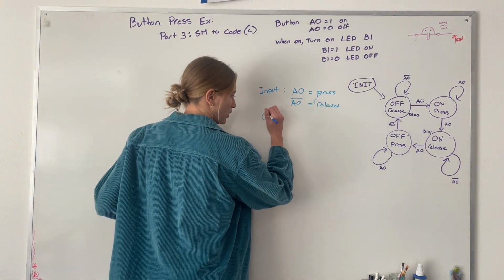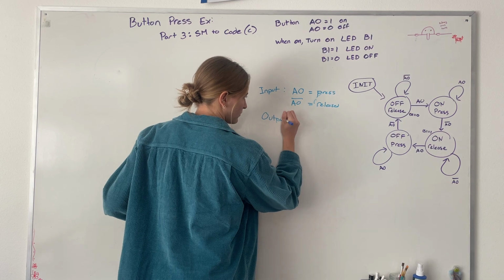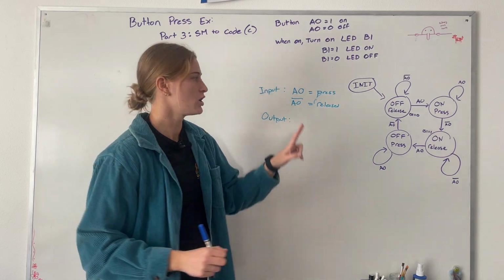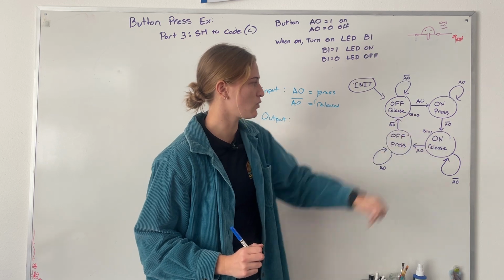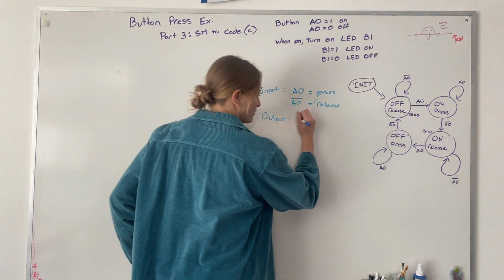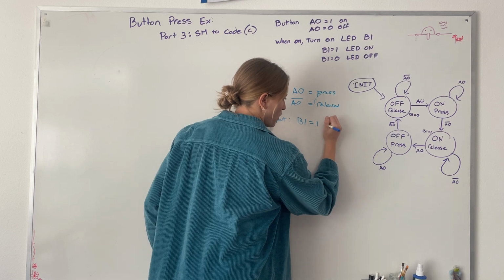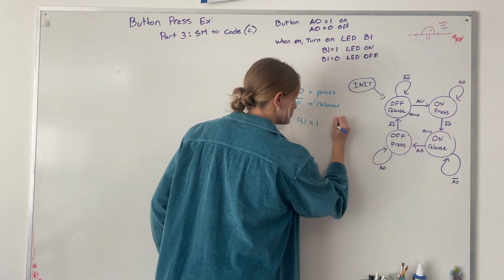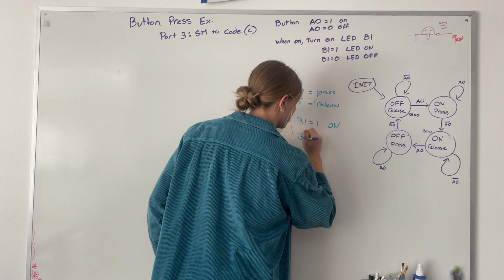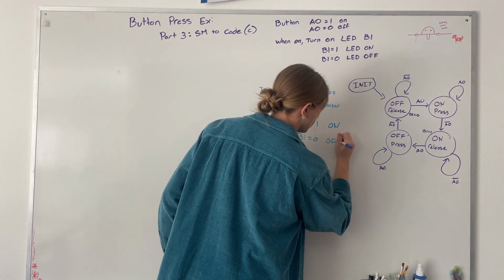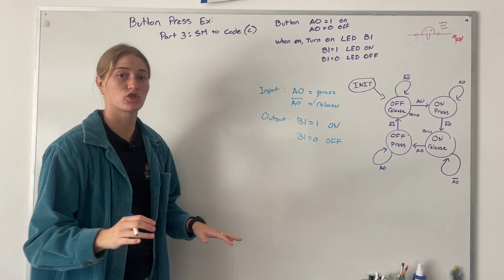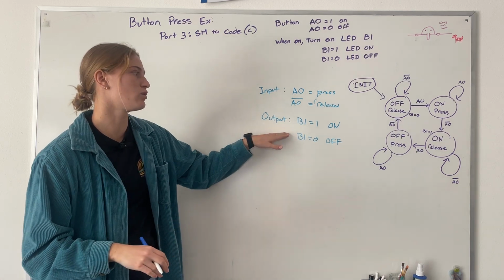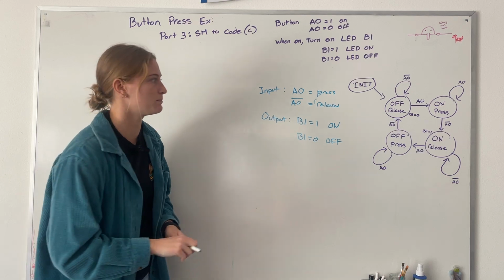Now we can figure out our output. This one's a little bit simpler. You just look around, find your B's. B1 equals 0 and B1 equals 1. We know that B1 equals 1 when it's on, and B1 equals 0 when it's off. Do you need to know what this button is doing or controlling? Not really. You just need to know what the outputs are, which in this case is B1.